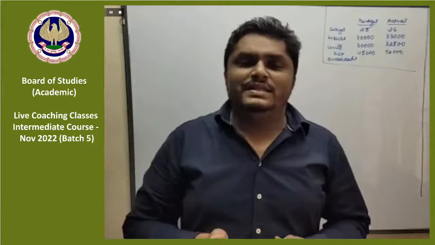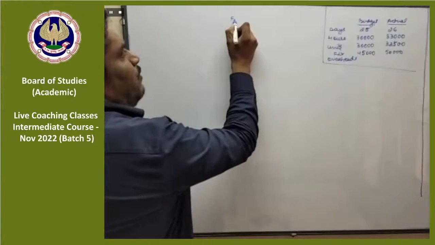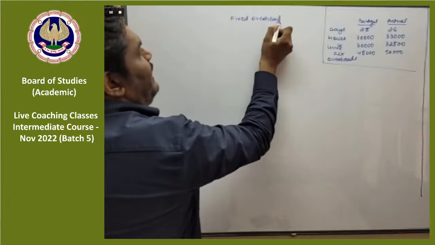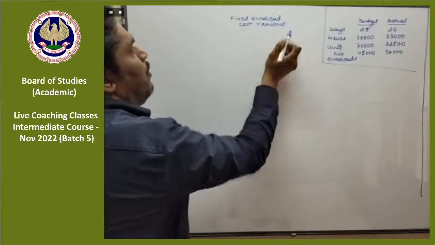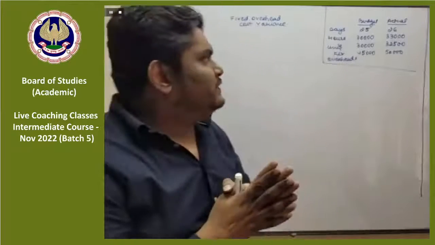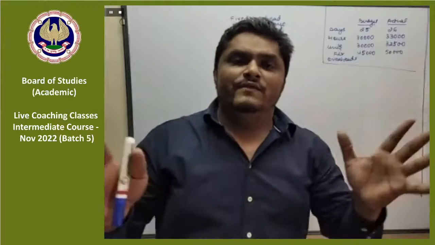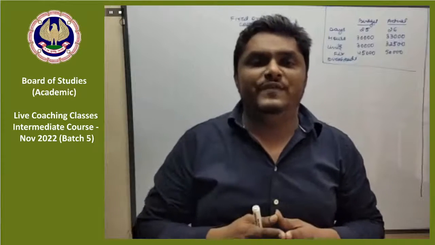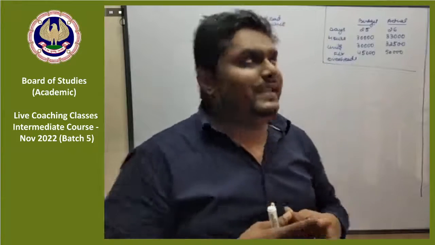So now, guys, let's start with fixed overhead variances. The first is fixed overhead cost variance. I request you guys to please pay attention. I'm starting with fixed overhead variances. We are done with the investigation of material and labor department. Now we are proceeding towards the fixed overhead department, wherein we are calculating the fixed overhead cost variance.